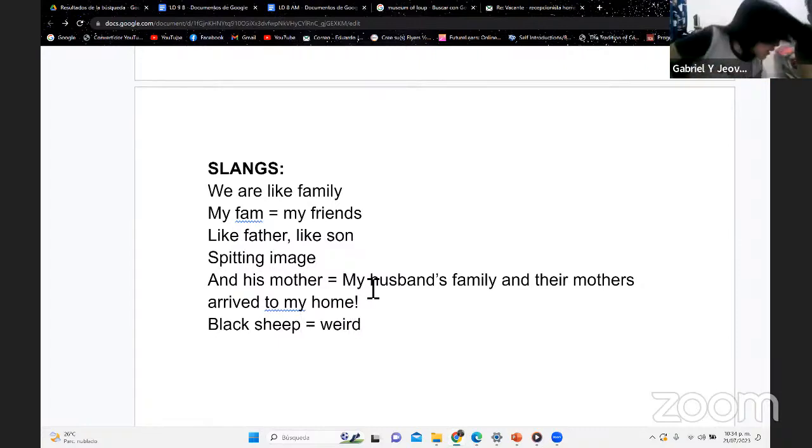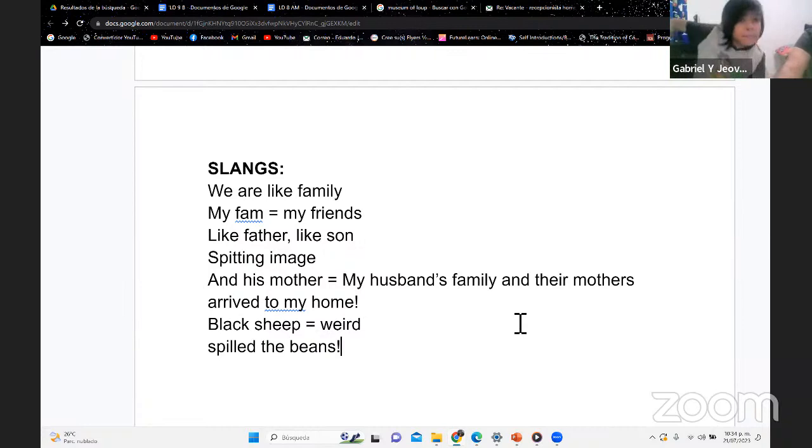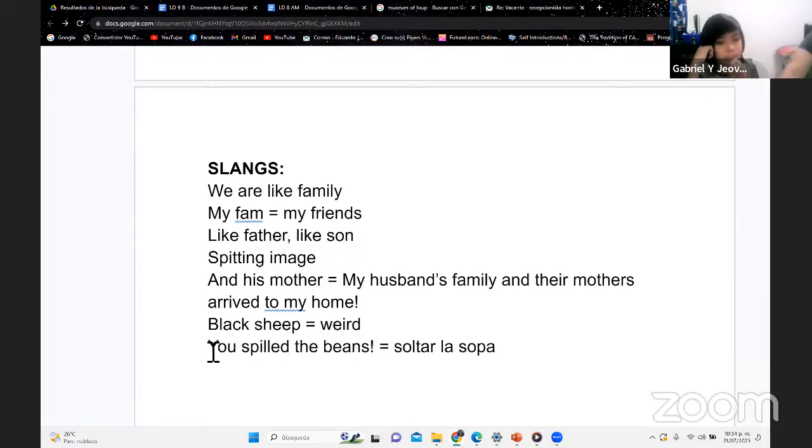Okay. Sorry, Gabriel. They spilled the beans. Soltaron la sopa. Pero no con el hecho de acá, sino con el hecho de que dice usted que puede ser, aunque sean cosas positivas, pero que es diferente. Ya, no quiere decir algo necesariamente negativo. Exactly. Okay. So, let's see, we have another expression too.